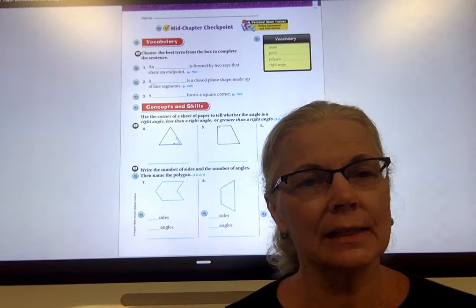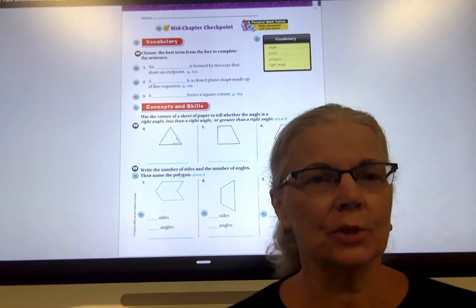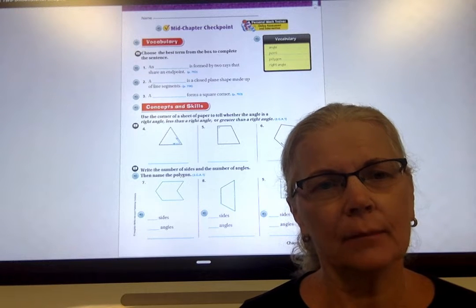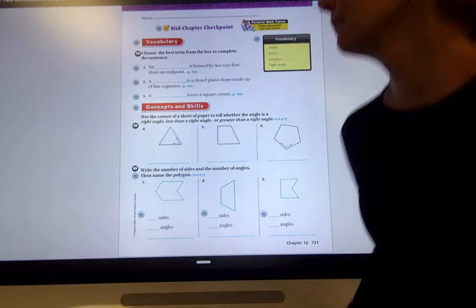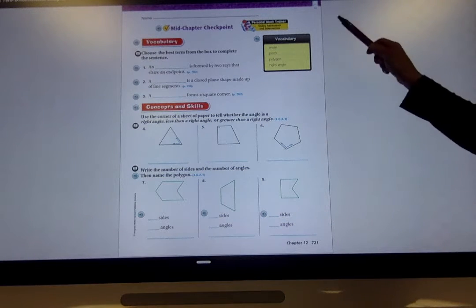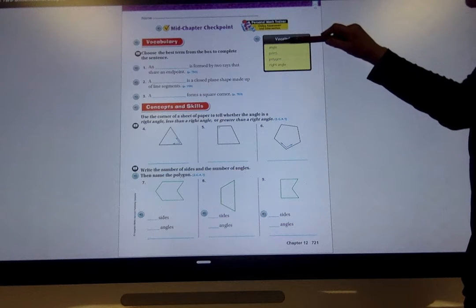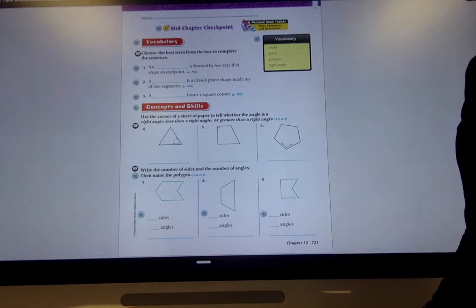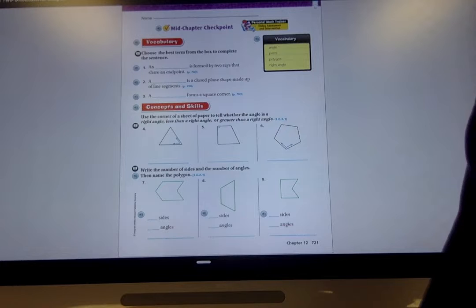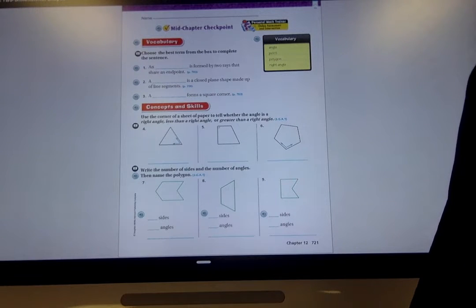Hi, third grade. We're going to get started on our mid-chapter checkpoint, and it begins on page 721 in math. Here we go. We've got some vocabulary words up here: angle, point, polygon, right angle. We're going to choose the best term from the box to complete the sentence.